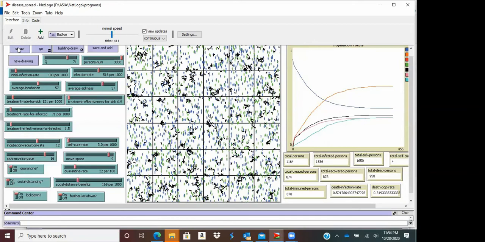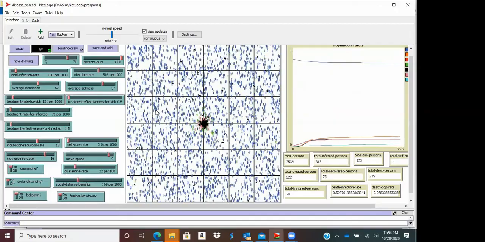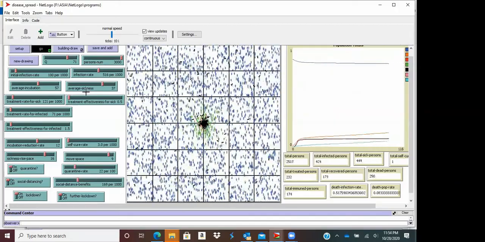Not only do we lock down, not letting everybody freely move around, but we also keep distance from each other. In addition, we keep those people who are infected in centralized places. Let's see what happened. Okay, so we put those infected in the middle.